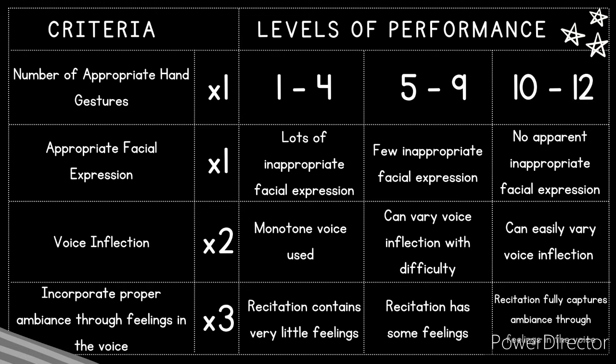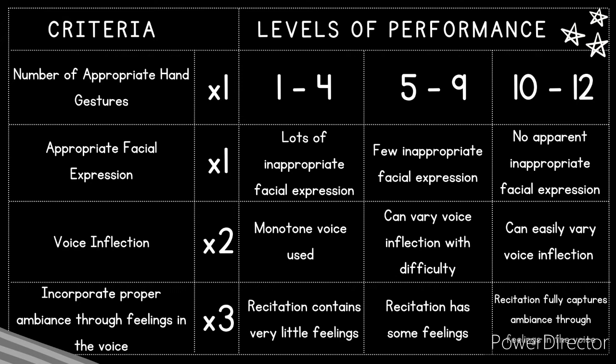For example, the level of performance. In the rubric, there are three levels of performance for each criterion. These are: the recitation can contain a lot of inappropriate, few inappropriate, or no inappropriate hand gestures.